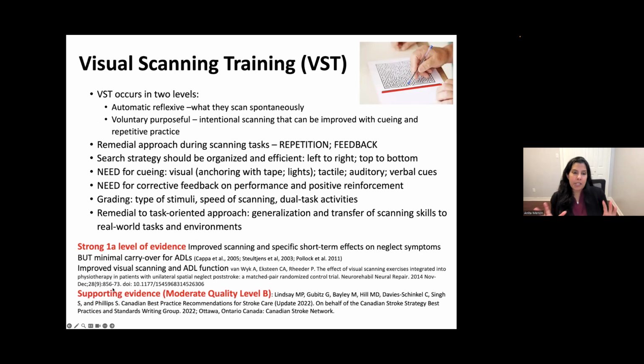So now we're going to proceed with visual scanning training as one of the interventions that are commonly used and have strong levels of evidence for its effectiveness. Visual scanning training essentially is done in two different manners. Visual scanning could happen more reflexively or spontaneously, but it could also happen very purposefully or voluntarily. This is where you're trying to get them to intentionally scan an area by providing them with specific cues and also getting them to practice that scanning more repetitively in a task, right?